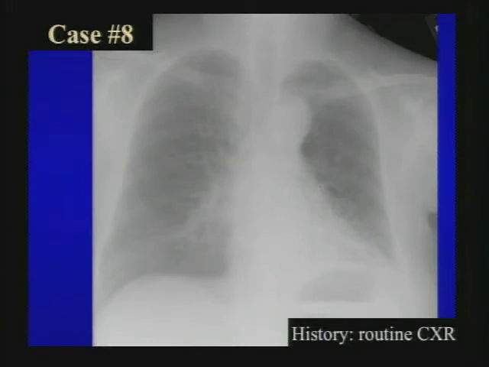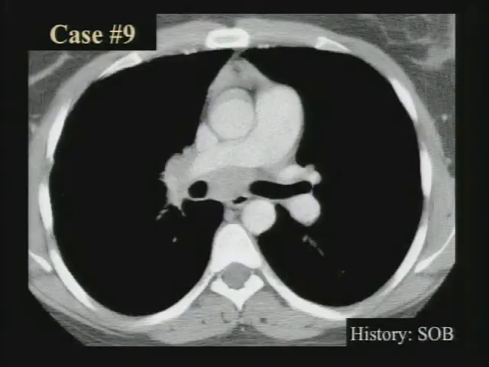This is a bit over the level of cases you'll probably see, but notice the difference in lung density between the two sides. Also notice lung volumes, one side compared to another. So, differential for unilateral lucent lung. Another good one. Look at the vessels in particular and how this abnormality is affecting the vessels.